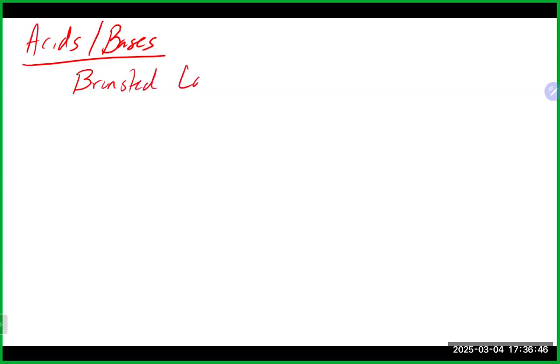We're going to talk about stoichiometry, some gas laws, all the good stuff. All right. So we got into acids and bases. And obviously, as we talked about, we have our Bronsted-Lowry definition.